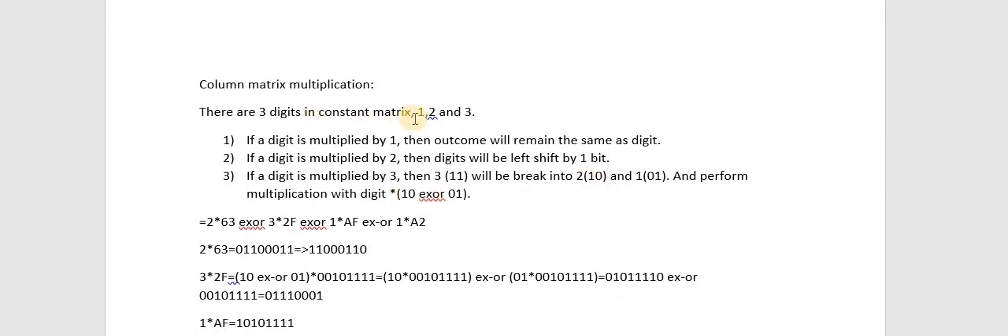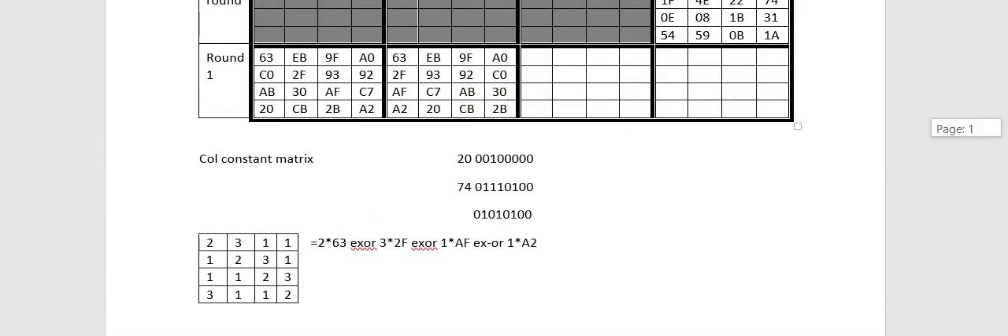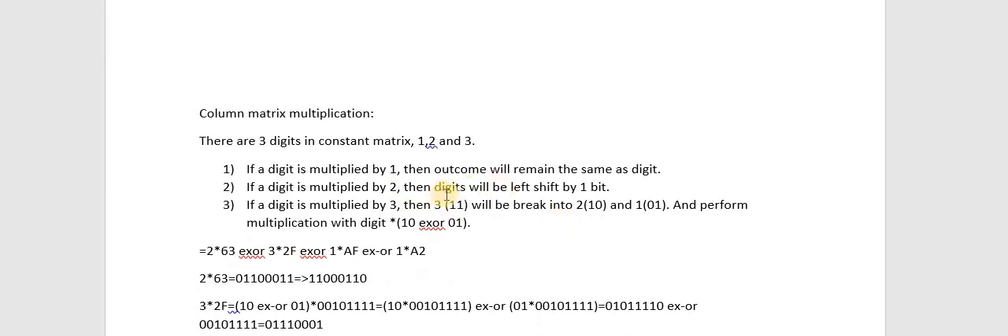There are 3 digits in the constant matrix, that is 1, 2 and 3. If a digit in the state is multiplied by 1, whose binary equivalent is 0 1, then the outcome will remain the same as this digit. This is a very common thing: every digit multiplied by 1 remains the same. Now the second point is, if a digit, meaning a hexadecimal digit, is multiplied by 2, meaning 1 0, then the digit has to be left shifted by 1 bit.